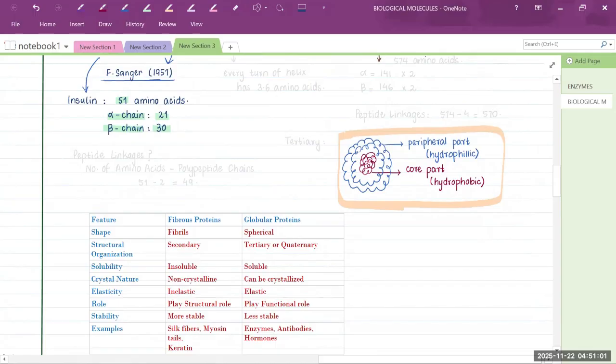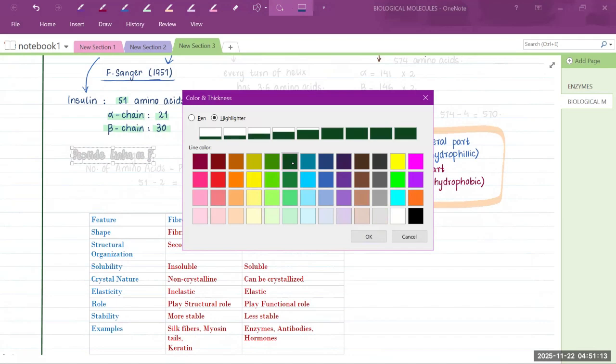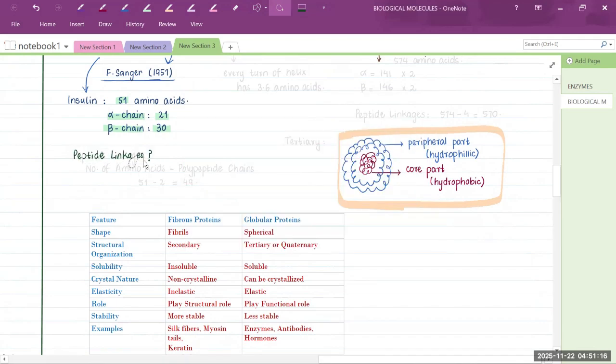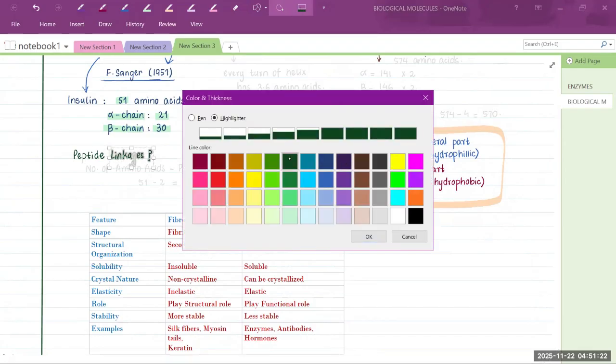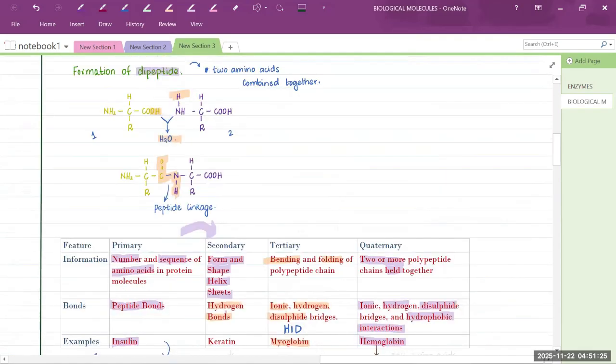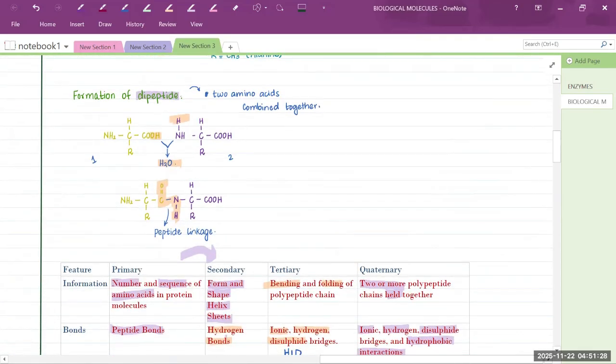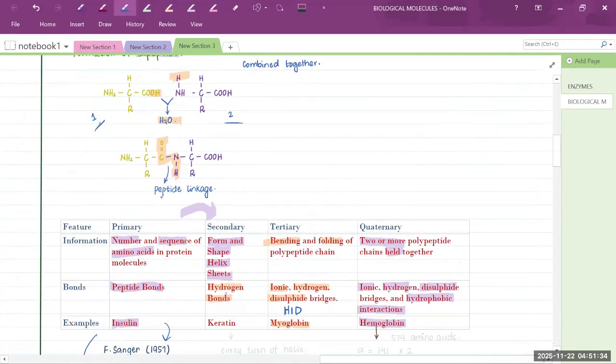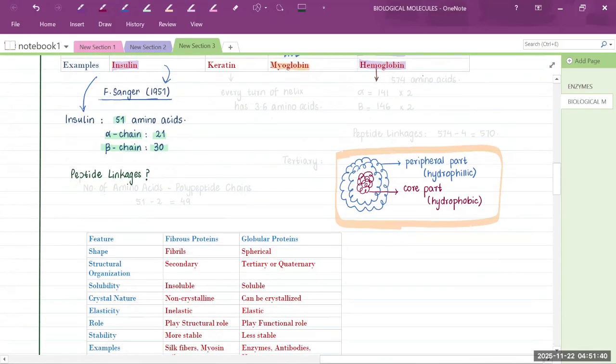Now if they ask, what are the peptide linkages in this one? We know the amount of amino acids insulin has: 51 amino acids. But what about the peptide linkages? Are they also 51? They cannot be 51. Wait. They are asking that we have 51 amino acids. Here we had two amino acids, 1 and 2, and the peptide linkage was 1. So 2 amino acids, 1 peptide linkage. But here we have 51 amino acids. Will we have 50 peptide linkages? No, that will not be the case.